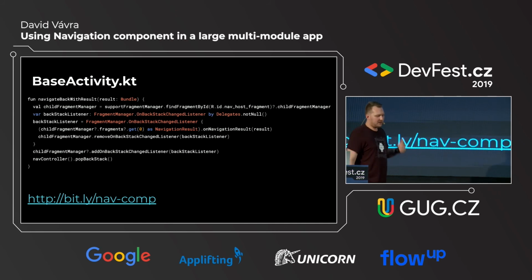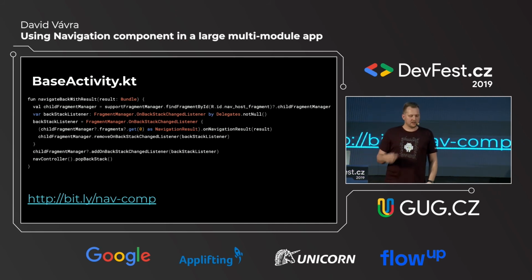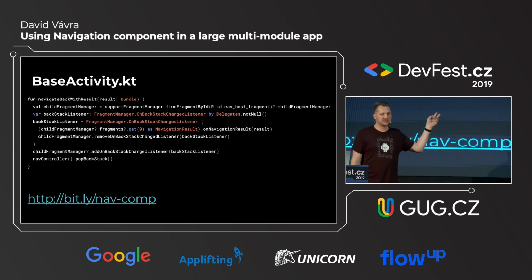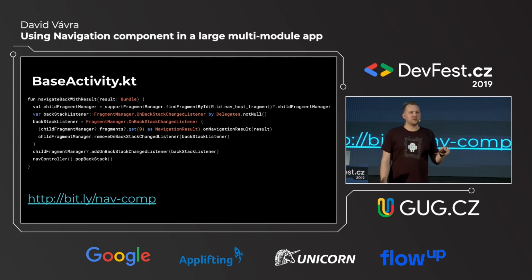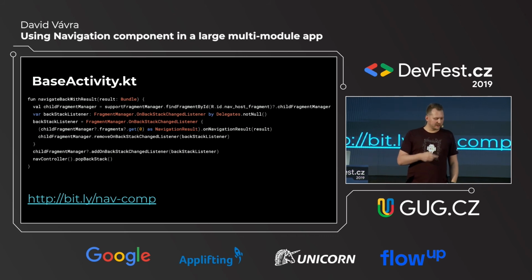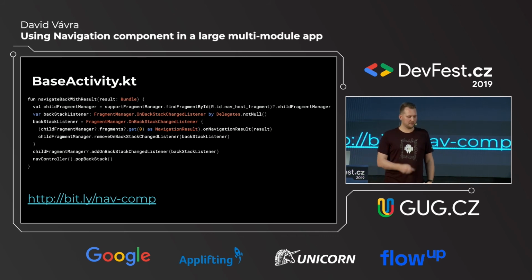It's quite simple, actually. We just look at the backstack of fragments, and we call this method, on navigation result, for the fragment on the backstack, and then we pop the backstack. That means we go back. So hopefully in the future this won't be needed. It will be part of the library. Until then, you can use our solution.